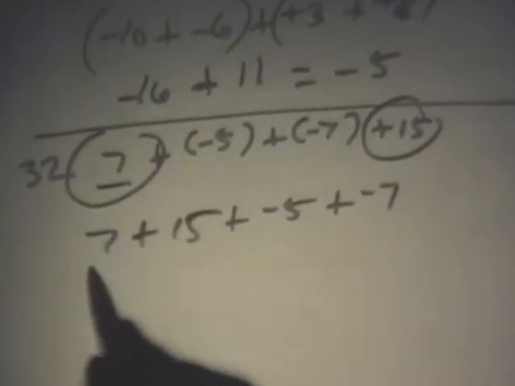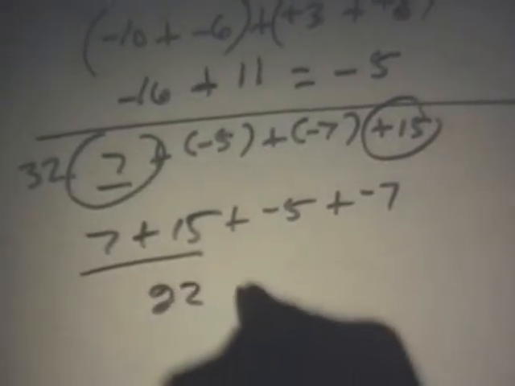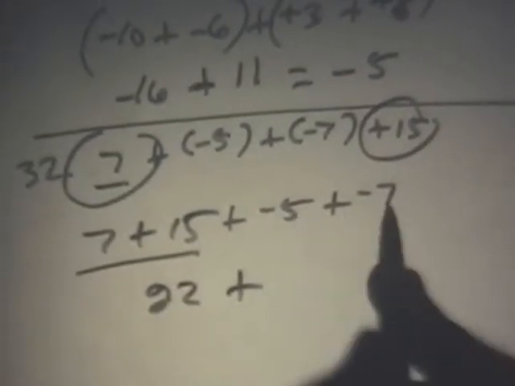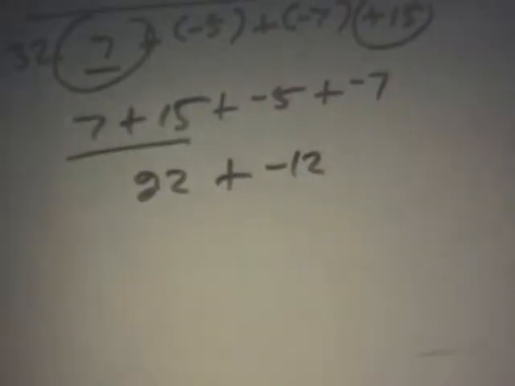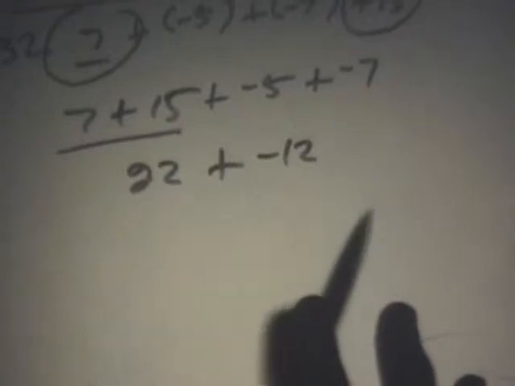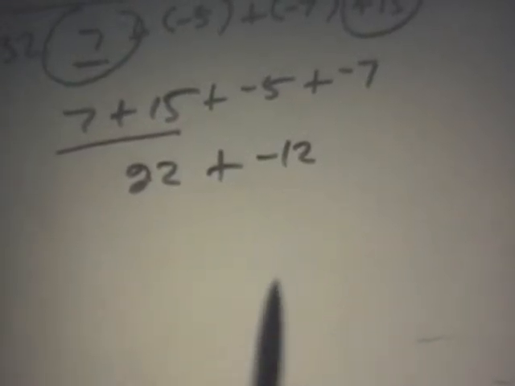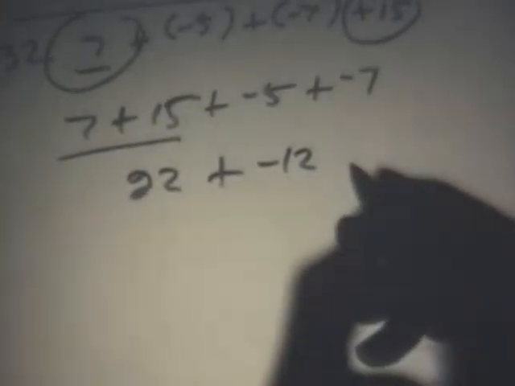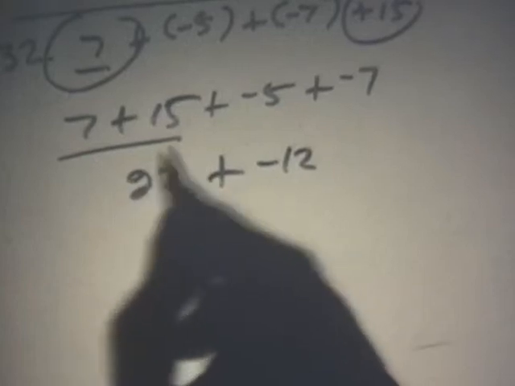Okay? Now, let's add the 7 and the 15. How much is 7 plus 15? That's 22. Plus, how much is a negative 5 plus a negative 7? That is a negative 12. Now we have two integers, one positive, one negative. What does that mean? Do we add or subtract? We must subtract. What will the answer be, positive or negative? The answer is going to be positive because we have more hot cubes than cold cubes. Once again, hot being positive numbers, cold being negative.